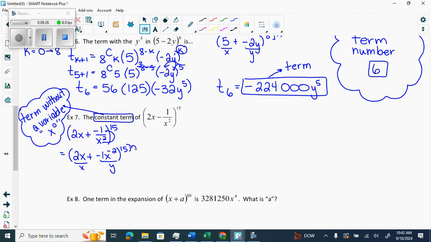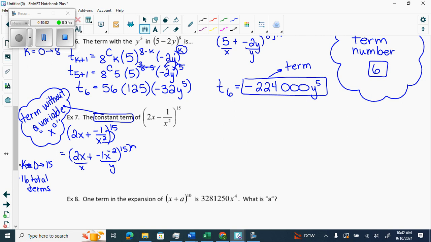What are the possible k's I could have? 0 to 15, correct? And that's why you get 16 total terms, because it's from 0 to 15, which is actually 16 terms, right? So my possible k's could be 0 to 15. K's could equal 0 to 15. I'm going to put an arrow there. So there are 16 total terms. These are all just fun facts to remind us what we've learned.